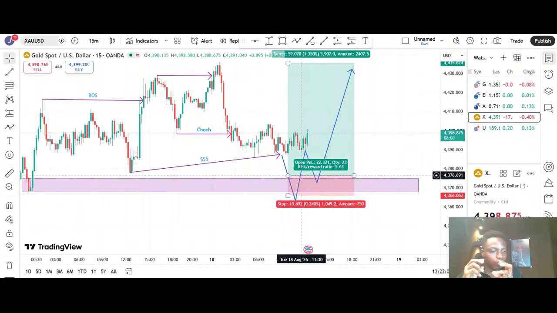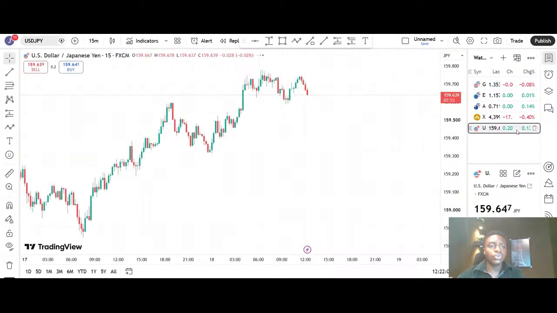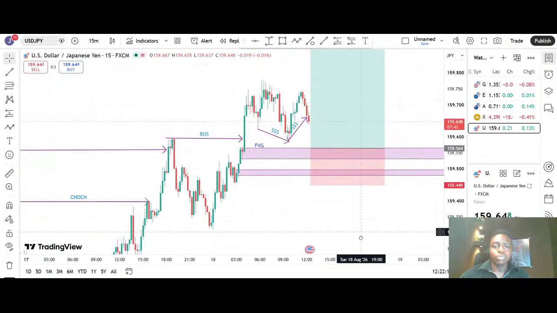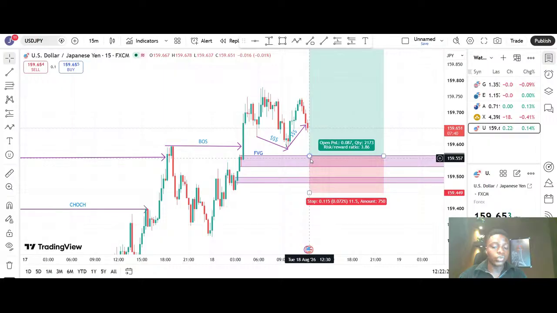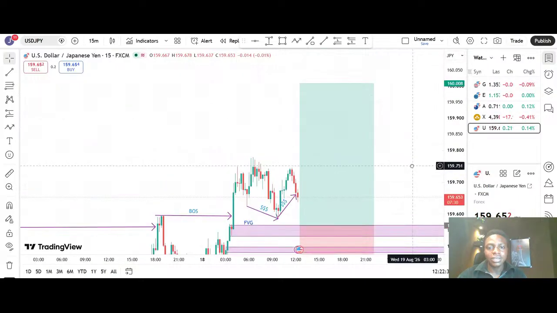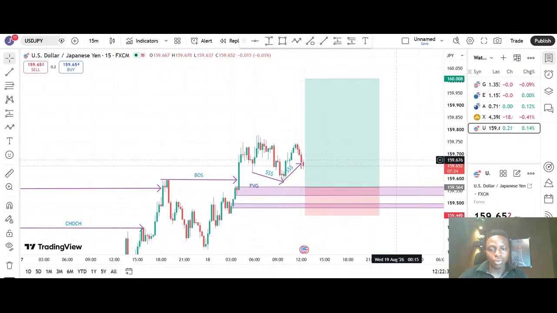I'm looking for a very strong confirmation before I enter my trade from that particular region on gold. And on the USD JPY that we just analyzed, we are waiting for price to push to the other block. We are looking for a very strong bearish displacement movement towards the other block, and when it gets there, we start looking for confirmation before we enter our trade. So these are just the two pairs I'm looking at currently.